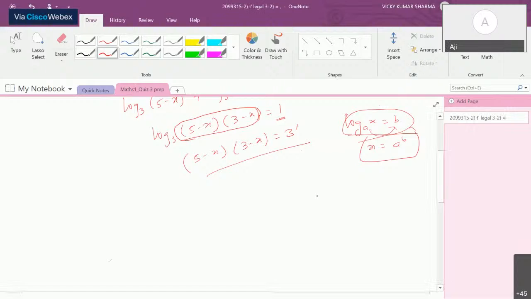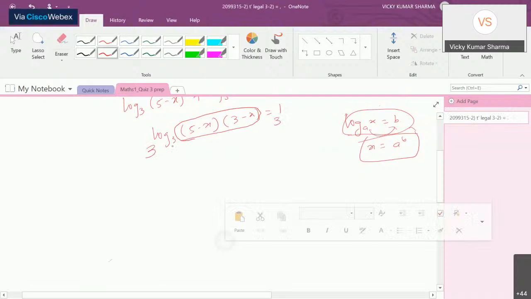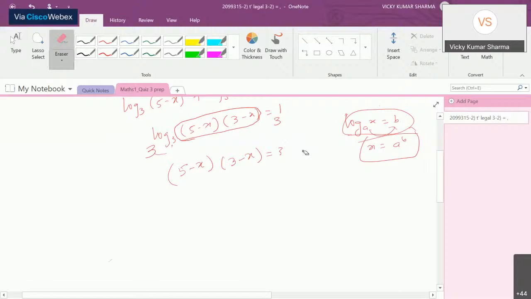We are taking exponents on both sides. We are taking the exponent of 3 for the entire left side and the right side. Yes, exactly, that way also you can do it. So this will be 3 to the power of this and 3 to the power of 1. These have the same base, so this will again become 5 minus x and 3 minus x is equal to 3 to the power of 1, or just 3. Okay, Srinath?